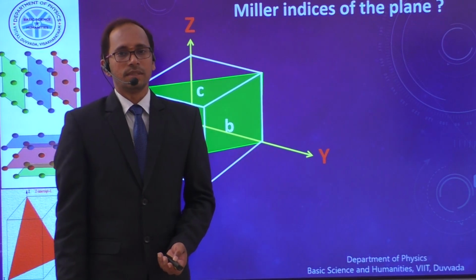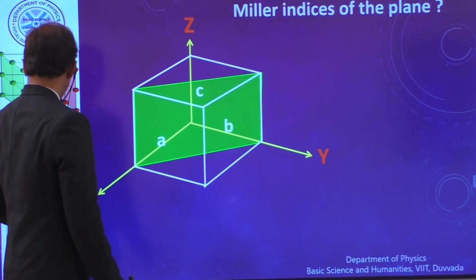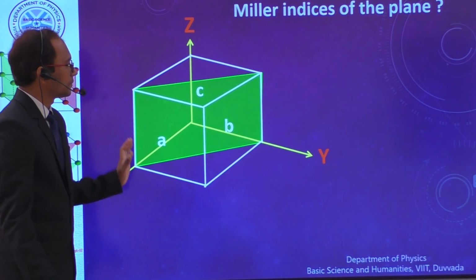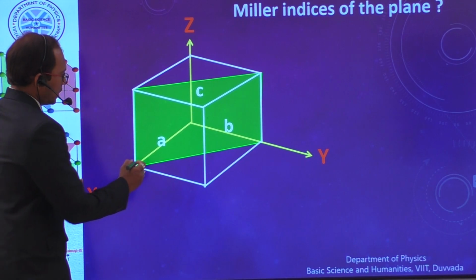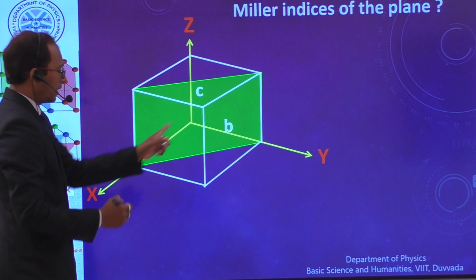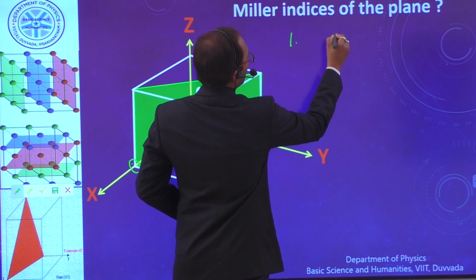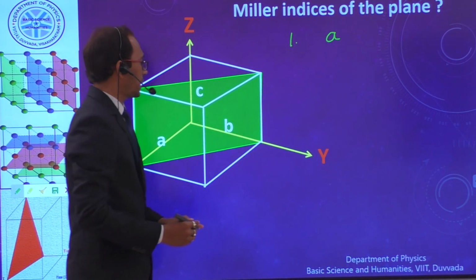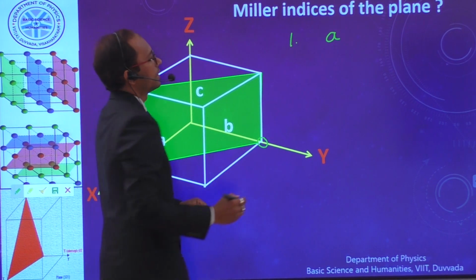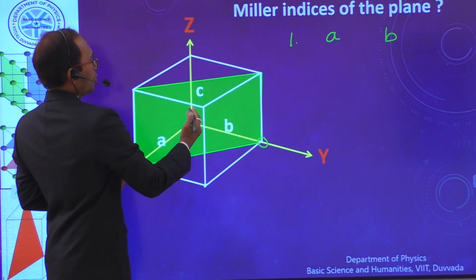Okay, let's see the next one. Here in this case, let's see the x-axis. The x-intercept is what? Here it is touching. The length is a. That means in step 1, the x-intercept is a. Again the y-intercept, it is touching on the y-axis. The y-intercept is b. The z-intercept, if we take it, is nowhere touching.